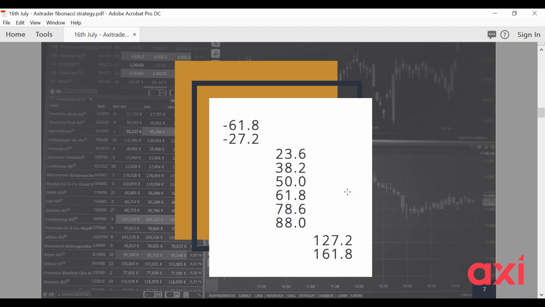Let's see if I have it here. Yeah, there you go. Okay, these are the important Fibonacci ratios. Okay, I am not highlighting a single one.